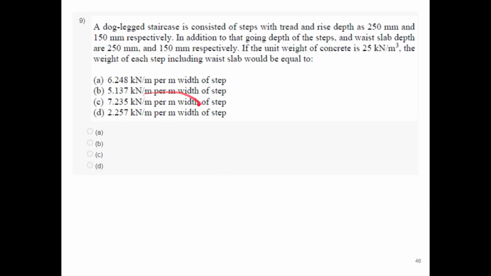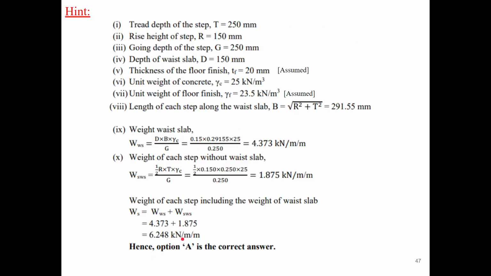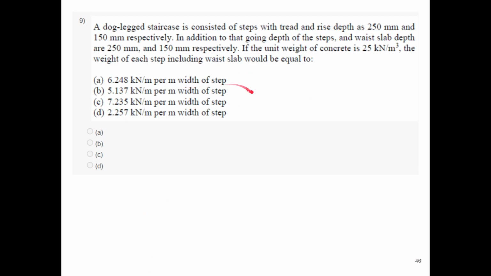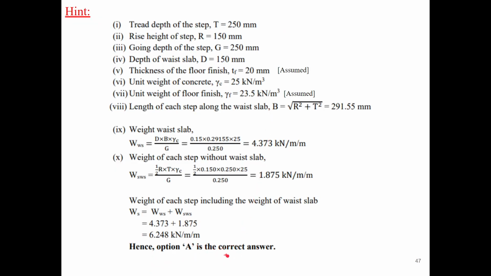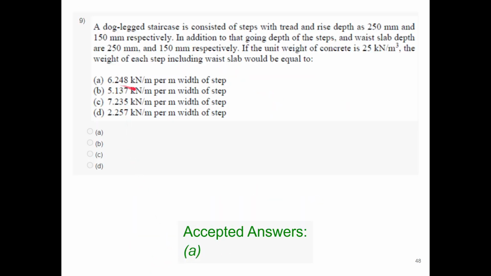If we match the options, we get that A, 6.248, is matching. So 6.248 kilonewton per meter width of step will be the correct option.